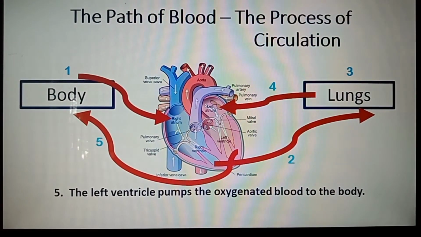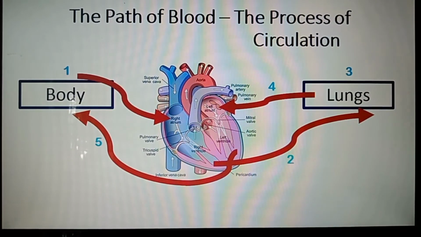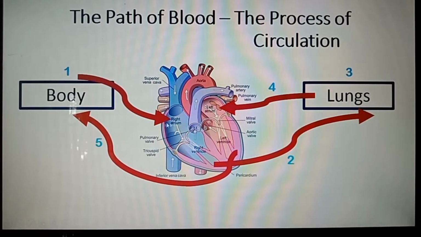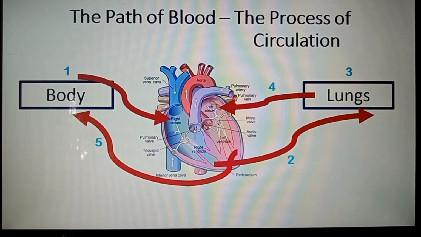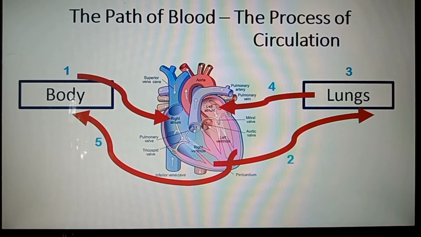So again, let us trace the path of blood. Susundan lang natin, children, yung arrows and the number. So again, let us trace the path of blood or the process of circulation. The blood containing carbon dioxide from the body will enter the right atrium, and the blood is being carried by the superior and inferior vena cava, the two biggest veins in the body.